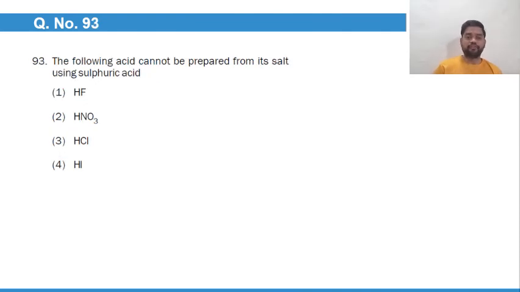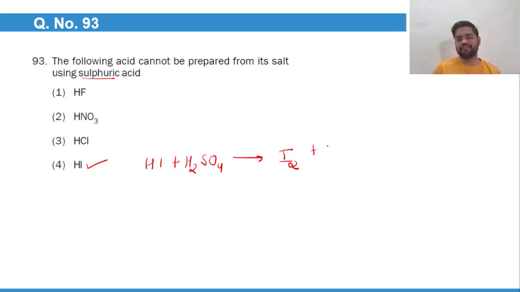93. The following acid cannot be prepared from its salt using sulfuric acid. Okay, if we analyze all the options carefully, I'll go with HI. Why can HI not be prepared by using sulfuric acid? Because sulfuric acid will oxidize HI. So if HI is formed in the presence of H2SO4, it will oxidize it to iodine. HI will directly get oxidized to iodine. Plus obviously SO2 and water will be formed. Balancing you can do on your own.